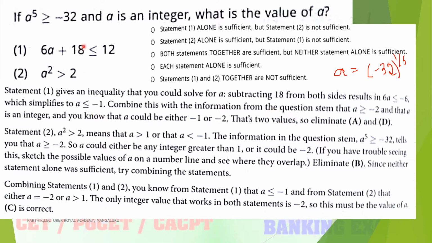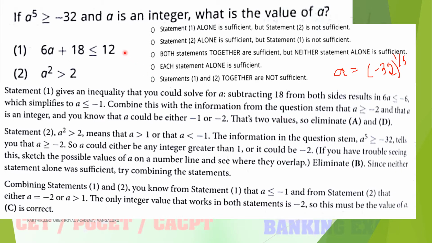From the first statement, what it tells is a is less than or equal to -1. The second statement tells a is greater than or equal to -2. So one answer you are not getting. From the first statement it tells that a is -1, and here you can tell that a is -2. So you are getting two different answers. From the first statement you are getting -1 or -2. Any answer is possible.